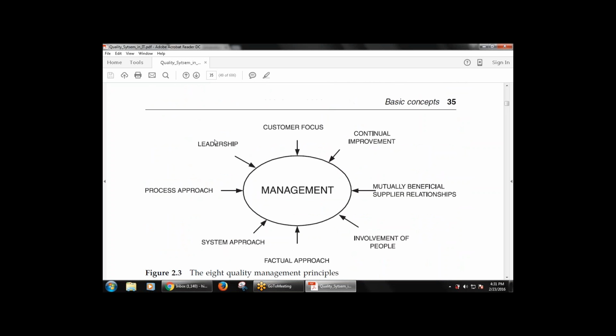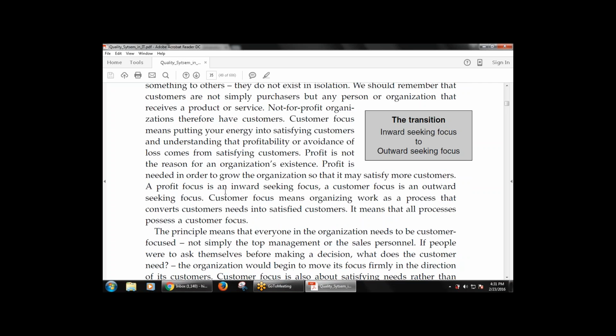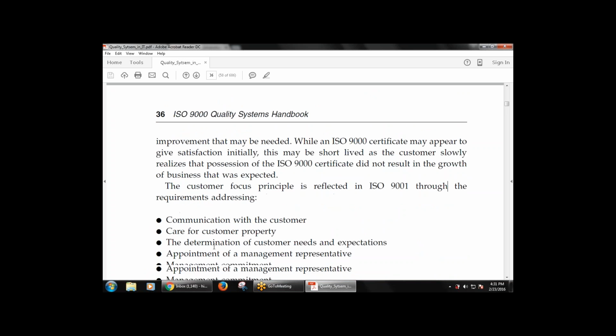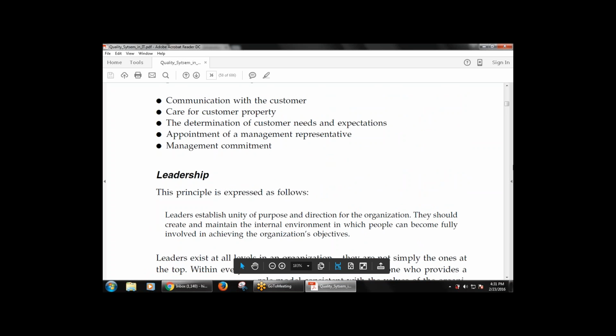Now the next part is leadership. That means leadership is also one of the principles, and the principle is defined as follows: leaders establish unity of purpose. So what is the role of the leaders? They establish the unity of purpose and direction for the organization. They should create and maintain the internal environment in which people can become fully involved in achieving the organization's objectives.